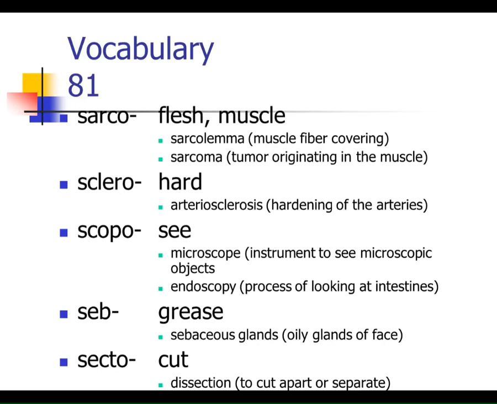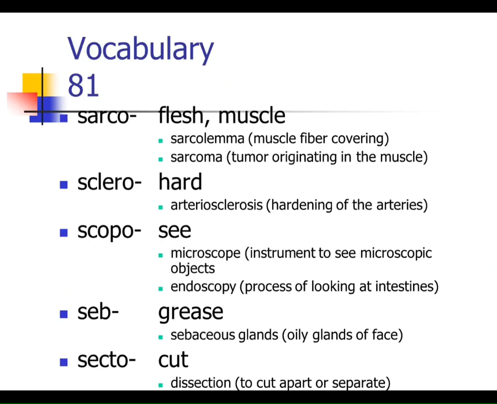Sclero, atherosclerosis, the hardening of the arteries. Sclero meaning hard. You also know that the outer layer of the eye is called the sclera. It's a white, hard, pretty tough layer. Scopo to see, microscope, seeing things that are very small. Endoscope to see things within, right? So an endoscopy or endoscope is looking at the internal structures of the gut. Seb, grease, sebaceous glands are the oily, greasy, secreting glands of your face.